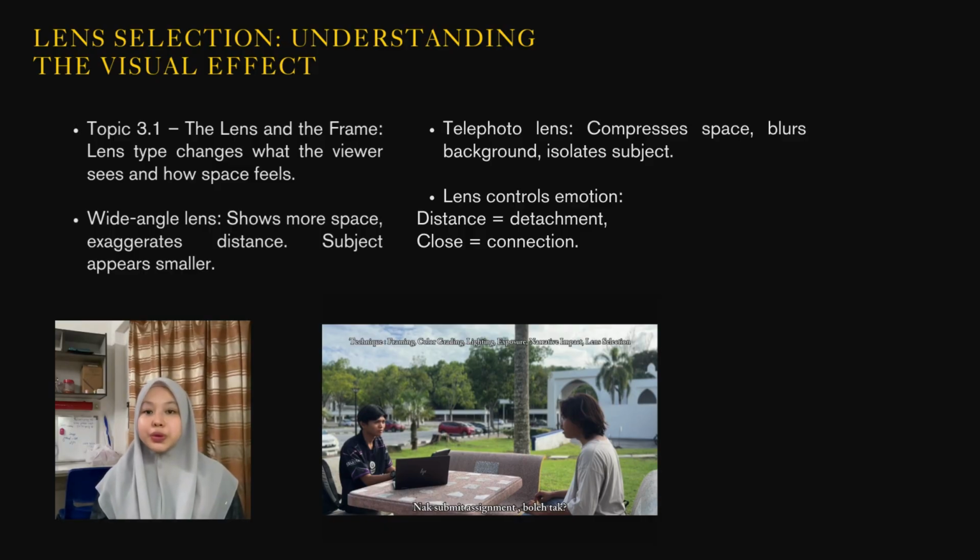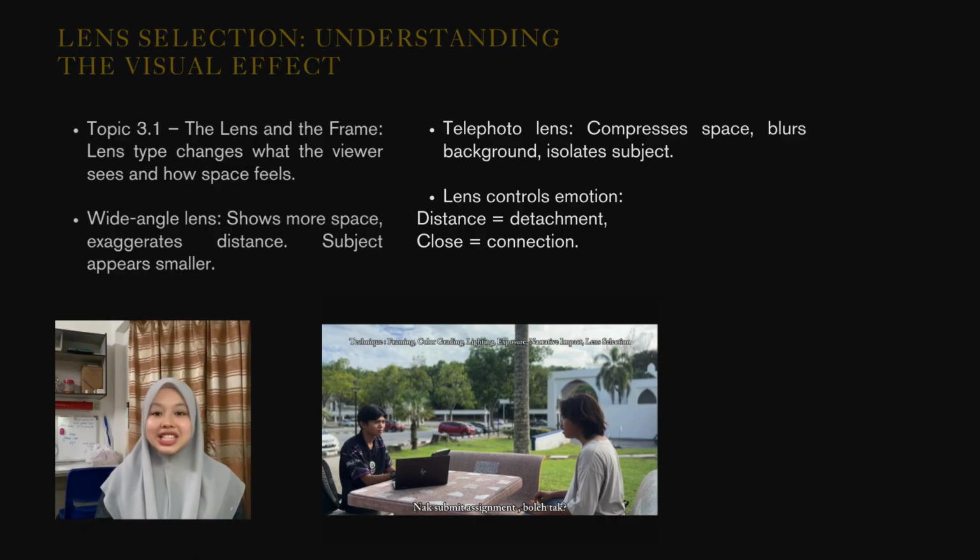In topic 3.1, the lens and the frame, we learn that different lenses change how the audience sees the space and the subject, right? So in the beginning of our video, a wide angle lens is used. This is covered in topic 3.2, wide lenses and expansion of space. The wide lens shows a lot of background and space around the character. It makes the space feel larger and the character look small. This creates a sense of distance, emptiness, or isolation.